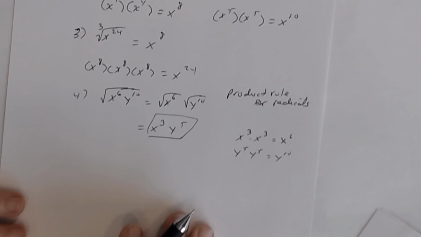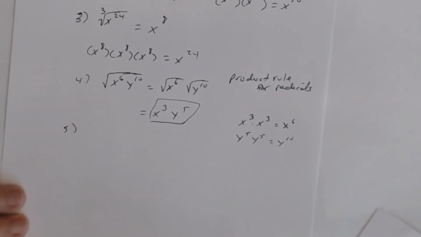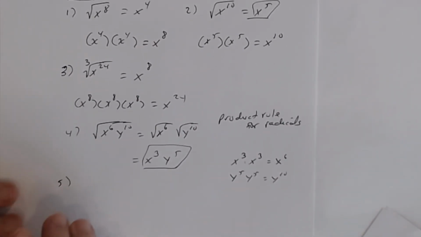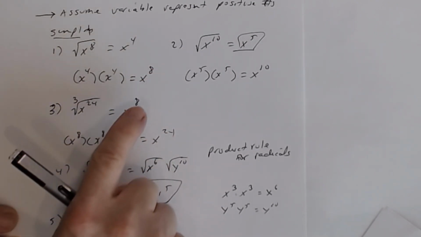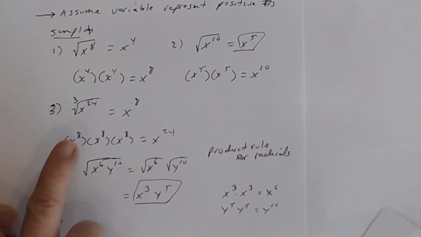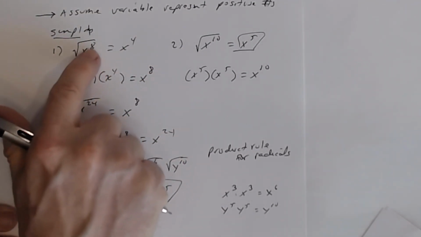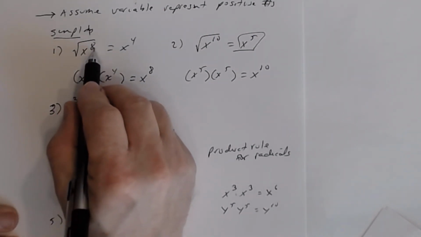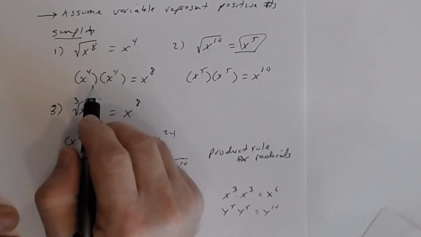Okay? All right, number 5. Now, for us right now, you see how easy this is? That's this week. Next week, it won't be that easy. You see how 8 is divisible by 2?